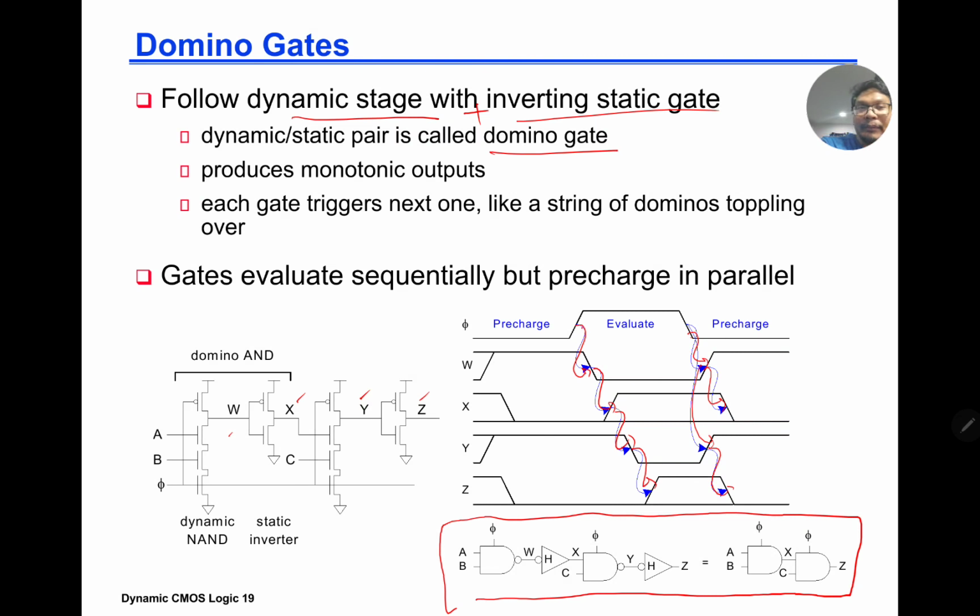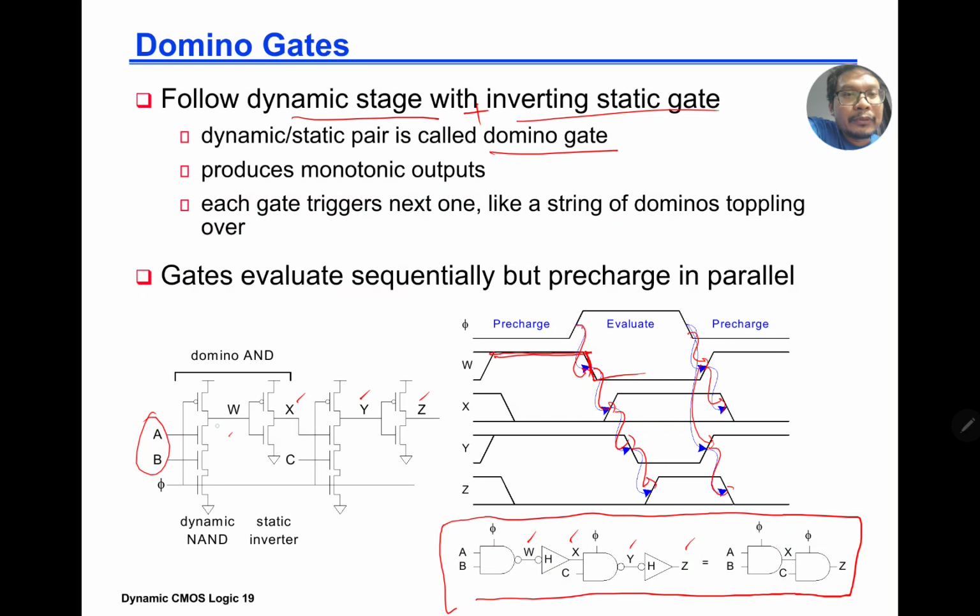So what happened here is we can analyze this. We want to see what the outputs W, X, Y, and Z are during the evaluate stage of the domino logic. A and B are given. Given a certain A and B, your W is determined by the values of A and B. So we get a certain W, and during evaluate, your W goes down.